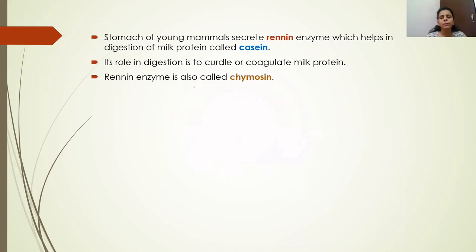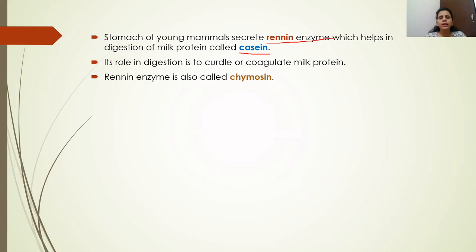The last point about stomach concerns infants, very young babies, human babies or the babies of other mammals. The moment a human baby is born, the baby starts feeding on milk. Now the breast milk or cow milk or any other animal's milk contains a protein which is known as casein. Casein is called milk protein. The digestion of this milk protein requires the presence of an enzyme which is known as rennin.